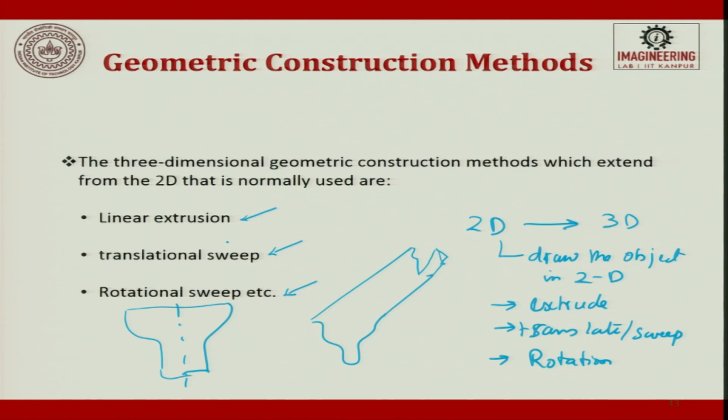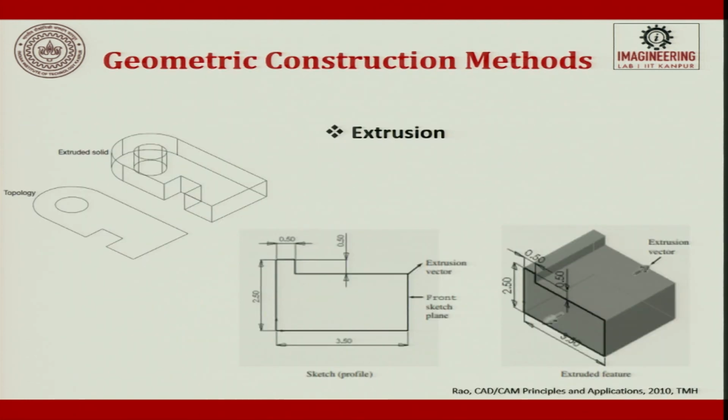So, linear translation sweep. Let us look at these examples I have given. The topology drawn here is a 2D. All I did was extrude it in the z direction, and now you get a 3D object. This is a 2D which is drawn, and I sweep it in this direction. You can do it in the xy plane, yz plane or xz plane, sweeping and extruding.